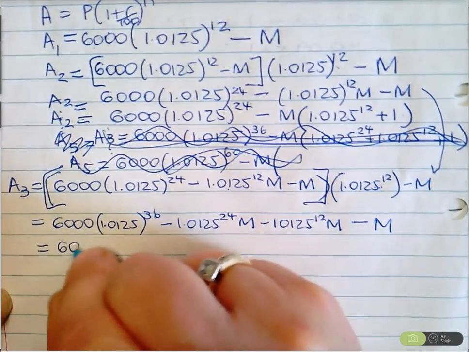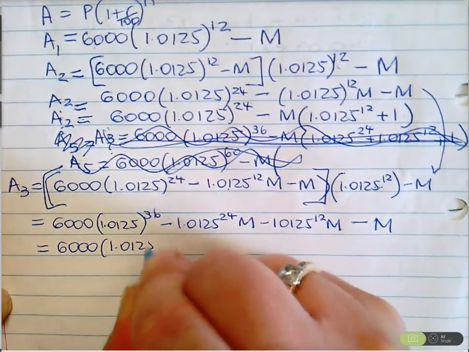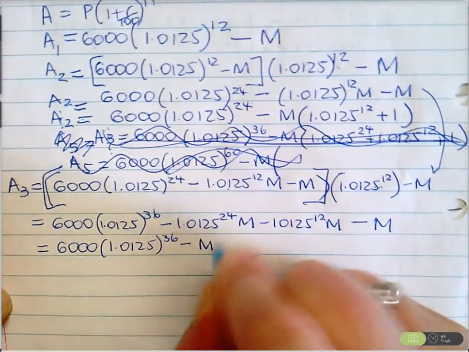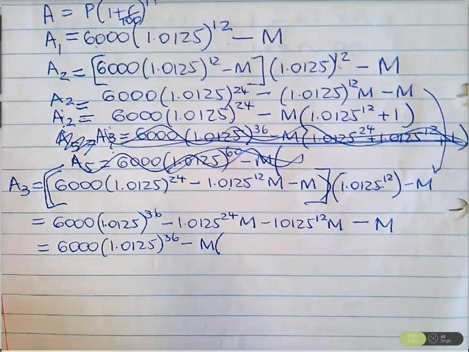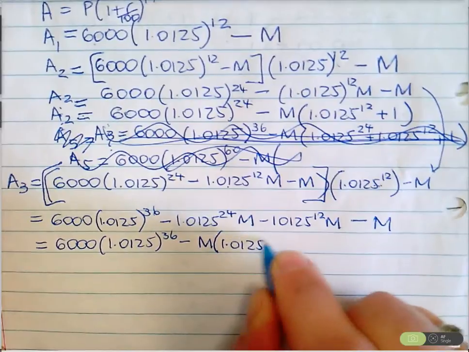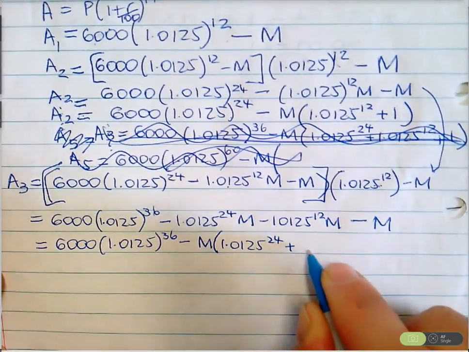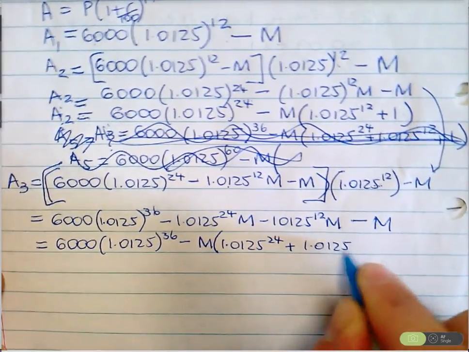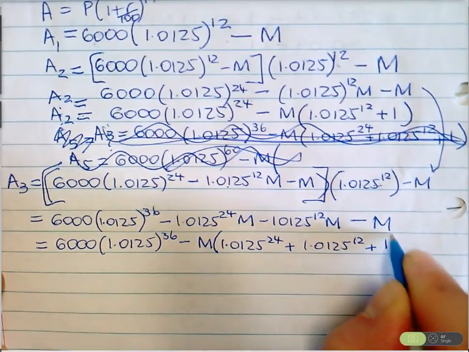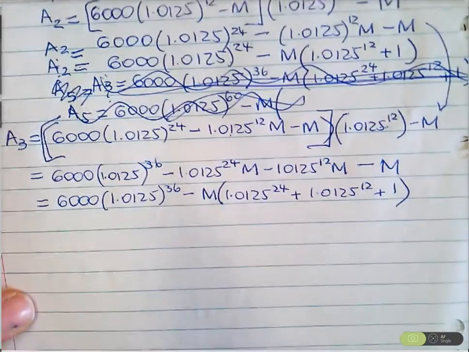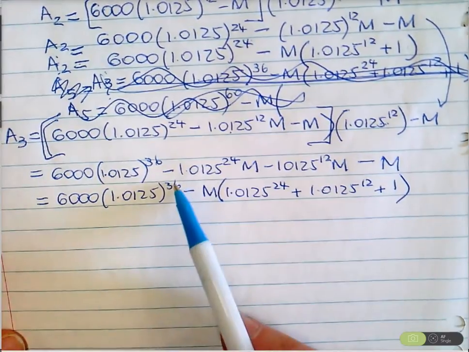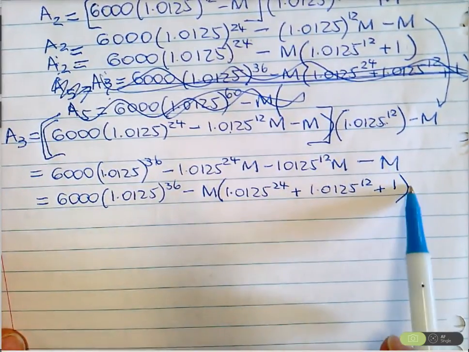Now I'll take out a common factor for all the m's. Minus m, now what do I do? 1.0125 to the 24 plus 1.0125 to the 12 plus 1. Do you see the pattern now? That's 3 years, 2 years, 1 year, no years.